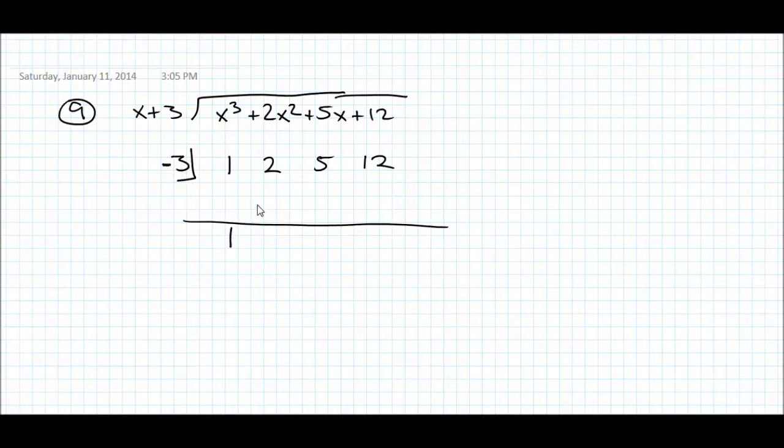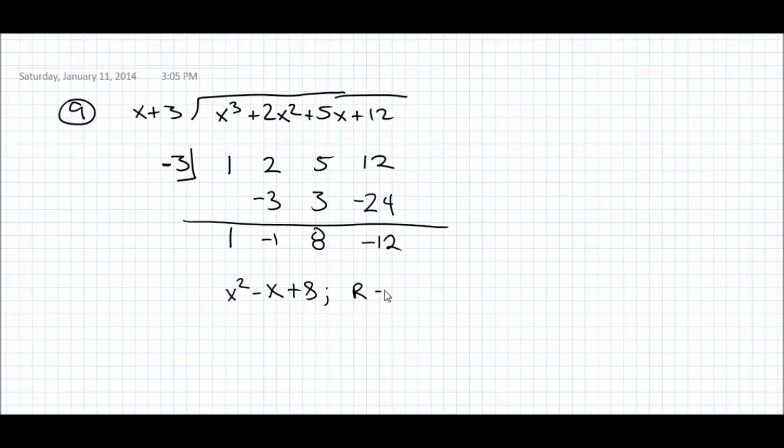Negative 3 times 1 is negative 3. 2 plus negative 3 is negative 1. Negative 3 times negative 1 is a positive 3. 5 plus 3 is 8. And 8 times negative 3 is negative 24. So we're going to have, unfortunately here, a remainder of negative 12. So it would be x squared minus x plus 8 with the remainder of negative 12.